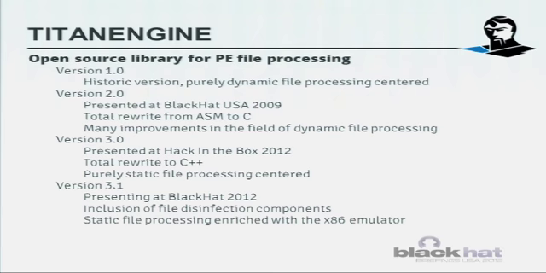Version 2.0, which we actually presented here at BlackHat in 2009, was a total rewrite from assembly to C. We had a lot of improvements and a lot of functionality which enabled you to work with those files even better. Version 3.0 was presented recently at Hack in the Box in Amsterdam, so this year. That was a total rewrite from C to C++, and it was focused mainly on static file processing, because we believe that static file processing is the way to go if you want to have a safe environment where you can do all sorts of file processing operations really, really quickly.